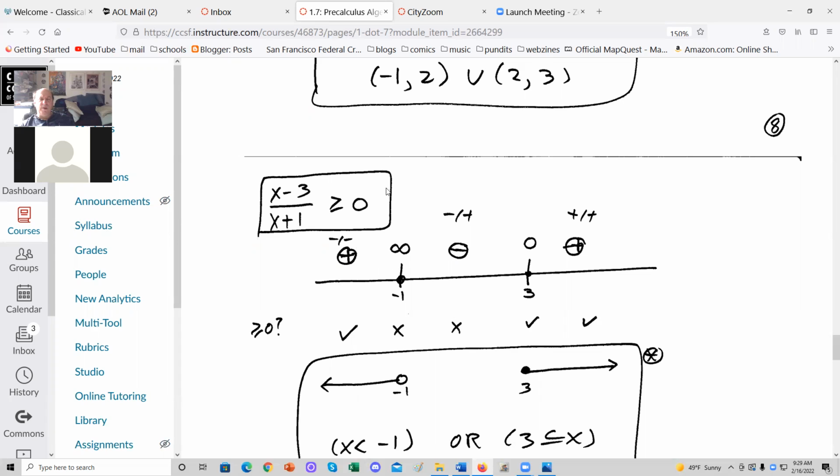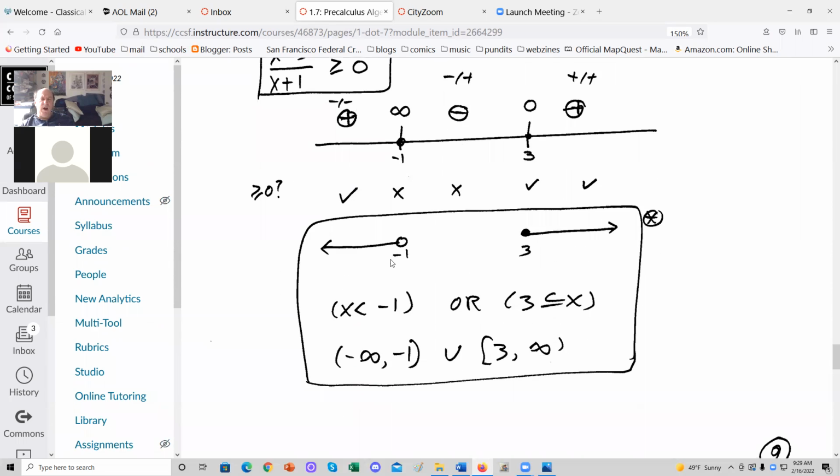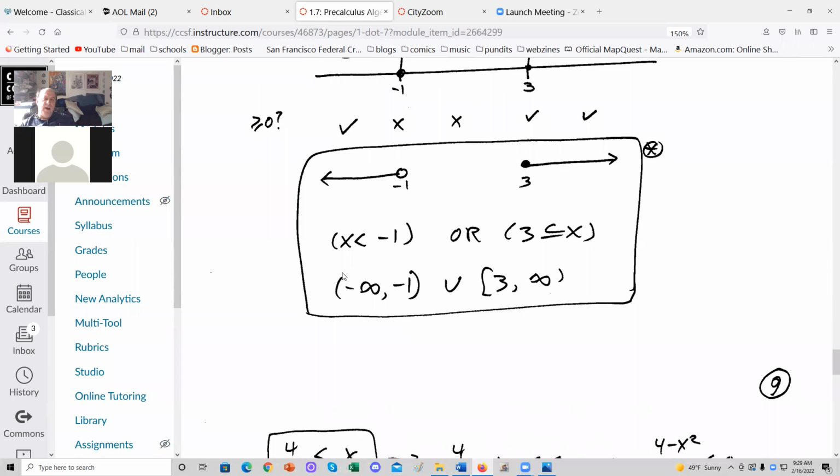Where is it greater than or equal to 0? Well, yes, here below −1. Not here at −1 because that's infinity. Not here between −1 and 3. Yes, here at 3. Yes, here above 3. So the graph is everything to the left of −1, but not including it, and everything to the right of and including 3. So x less than −1 or 3 less than or equal to x. Or we'll denote that by negative infinity to −1, round bracket, union, square bracket, 3 to positive infinity, round bracket.